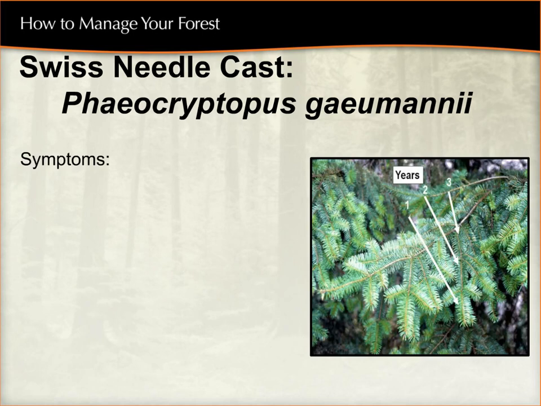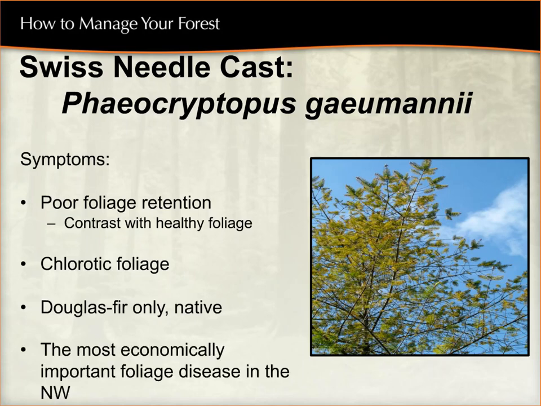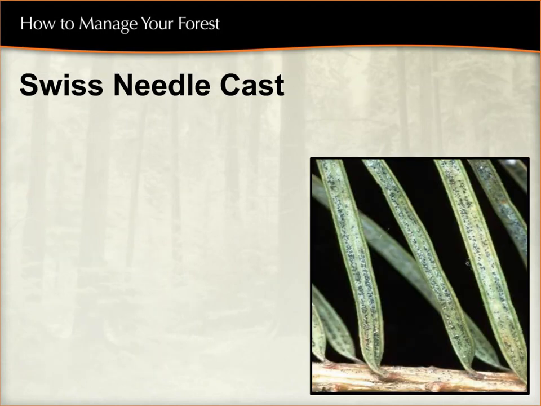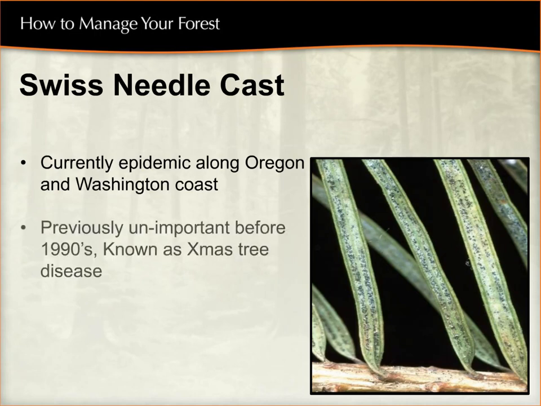In more recent times, a major Douglas fir needle disease in the coastal zone is the Swiss needlecast. Trees infected with the Swiss needlecast typically have poor foliage retention, and the needles are chlorotic, or yellowish in color. It only infects Douglas fir, and is the most economically important foliage disease in the Pacific Northwest. Swiss needlecast is currently epidemic along the Oregon and Washington coasts, where large areas of spruce and hemlock forests were converted to Douglas fir plantations.